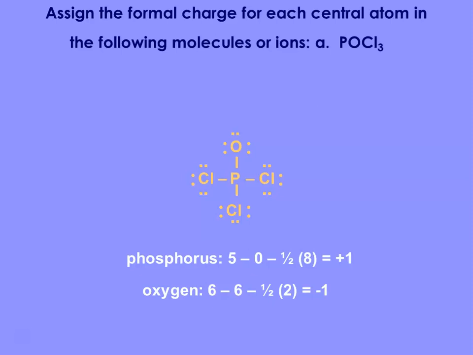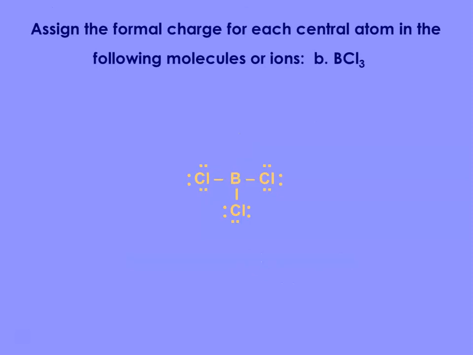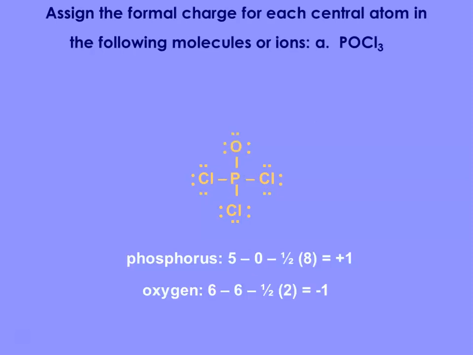Oxygen had 6 valence electrons. It has 6 lone electrons surrounding its atom and 1 pair involved with a bond. So the oxygen would have 6 minus 7, a formal charge of -1. All of the chlorines have 7 valence electrons normally. They have 6 lone electrons assigned to them, and 1 pair involved with a bond. Apparently I didn't do chlorine, but chlorine would be 0: 7 minus 6 minus 1/2 of 2, which would give you 7 minus 7, or 0.